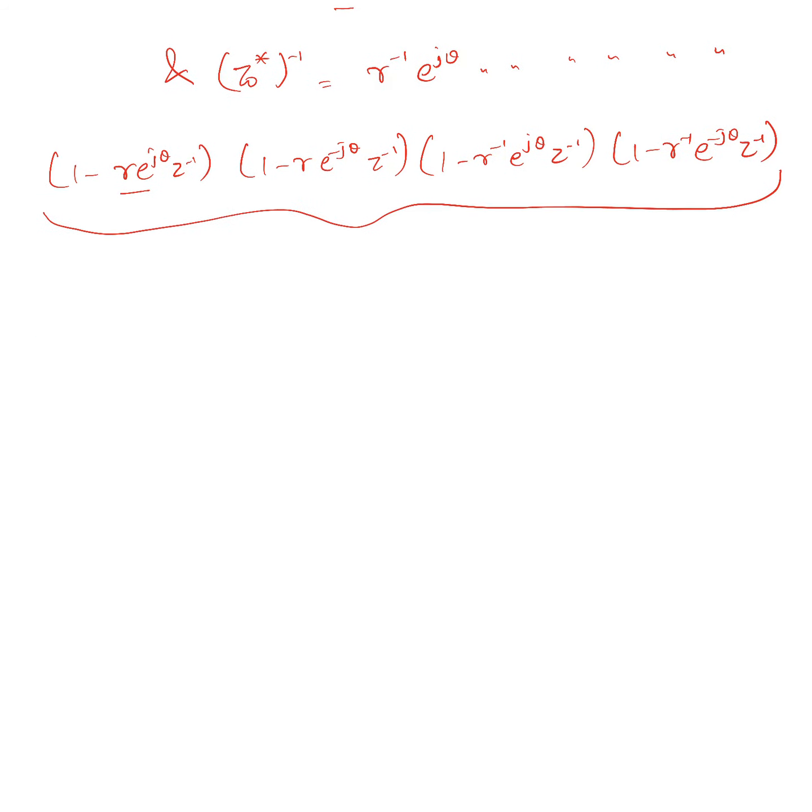Now talking about the zero lying on the unit circle. If a zero is on the unit circle, meaning to say your z naught would be equal to e raised to the power j theta, your r is equal to 1, so its inverse, which is e raised to the power minus j theta, is in fact equivalent to the complex conjugate of z naught as well. In that case it would form a part of a set of these polynomials, 1 minus e raised to the power j theta z inverse and 1 minus e raised to the power minus j theta z inverse. Okay, this is for the case when the zero is on the unit circle.